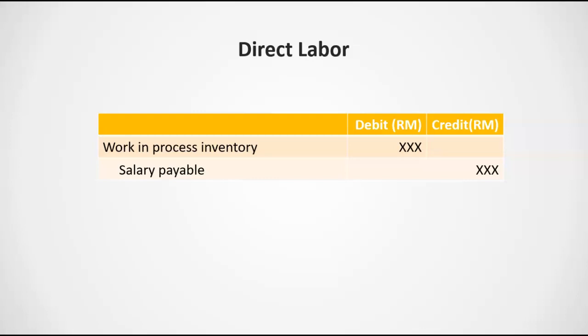Next is your direct labor. The direct labor cost involved in production will be recorded in the work in process inventory account. So you debit work in process inventory account and you credit your salary payable account.